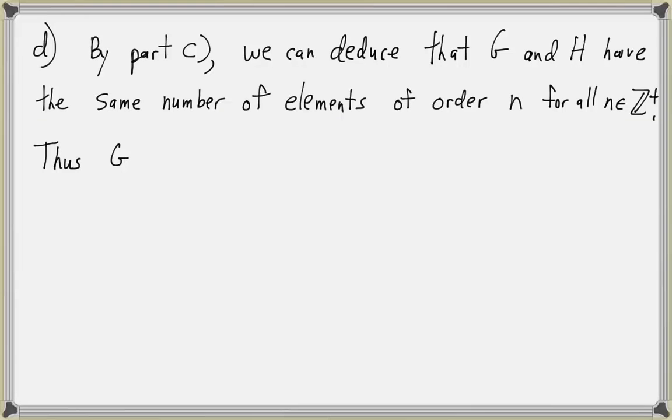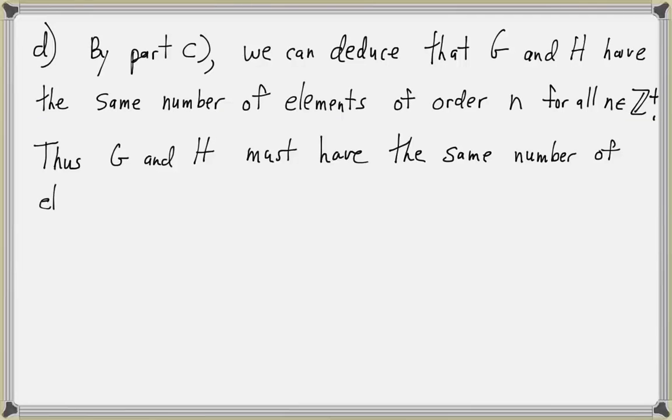So thus, G and H must have the same number of elements in all. Since phi puts G and H in a one-to-one correspondence, we see that G and H must have the same number of elements. And this concludes the proof of the theorem.